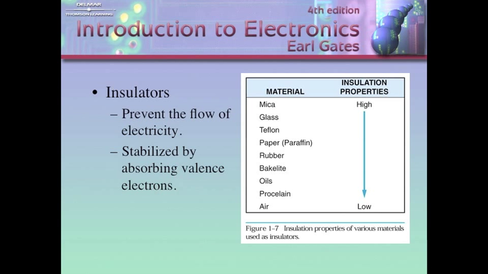The next material I want to talk to you about is an insulator. Now, by the book's definition, an insulator is a material that prevents the flow of electricity. It's stabilized by absorbing valence electrons. Some of the materials that are good insulators: mica, glass, Teflon, paper, rubber, bakelite, oil, porcelain, air, are all good insulators. Mica is actually the best.